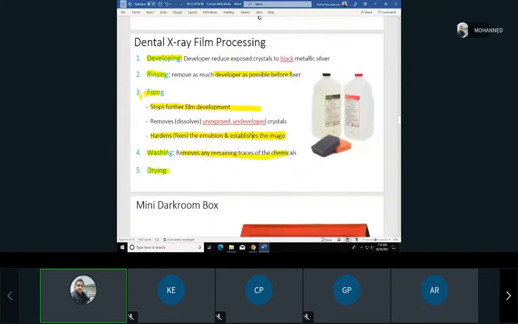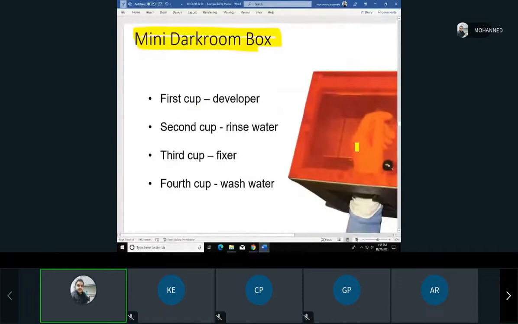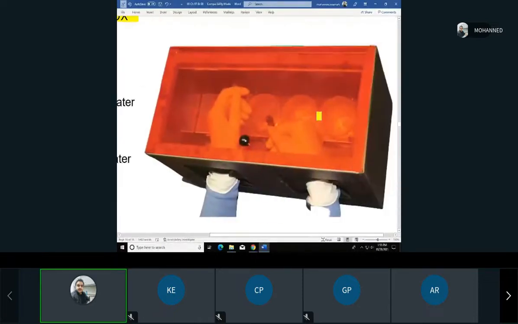So moving on, as I was saying, there are different types. We can do it either manually or automatically. We used to have a mini darkroom box. You can see if you zoom in a little bit closer. Again, because X-rays are sensitive to normal lights, to blue light, technically we'll cover it. We have to have a cover or a safe light that is red that we can work in without getting the X-rays ruined.